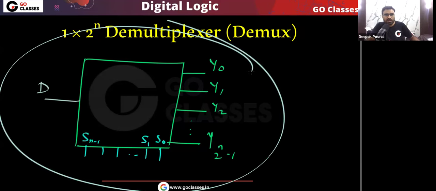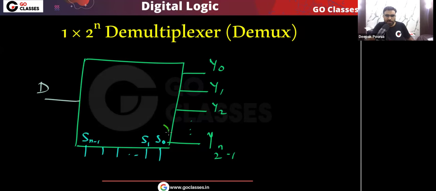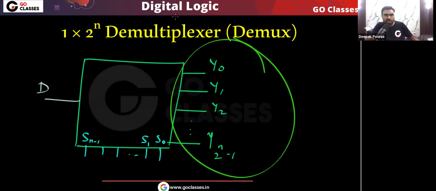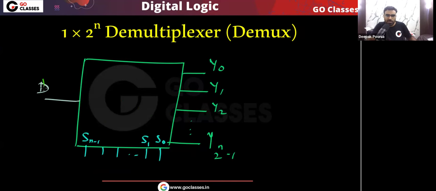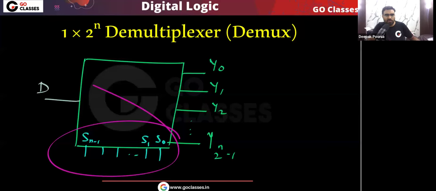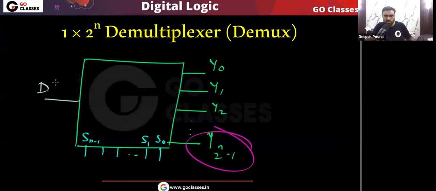So this is your demultiplexer, and depending on these select lines, one of the output lines will be activated and this data will appear on that output line. Very simple. If all the select lines are 0 0 0, then y0 will be equal to d. If all of them are 1 1 1, then the last output line will be activated and this input will go on that output line. So this is the demultiplexer topic.